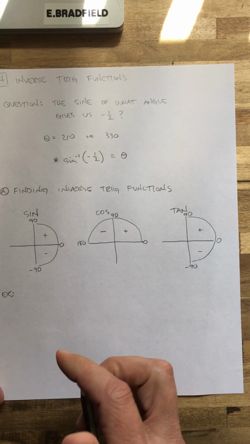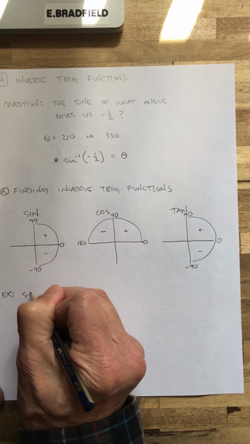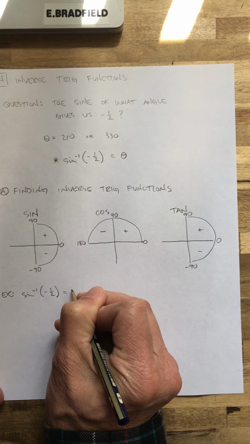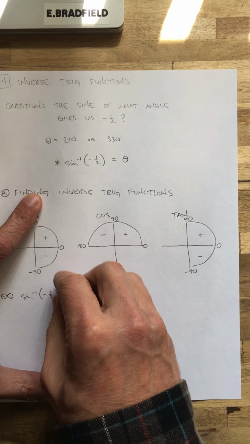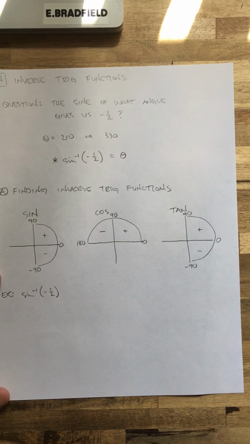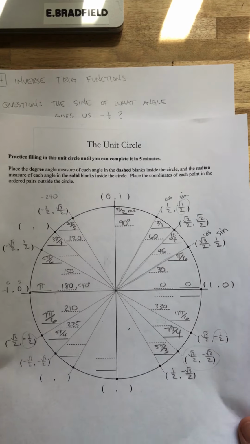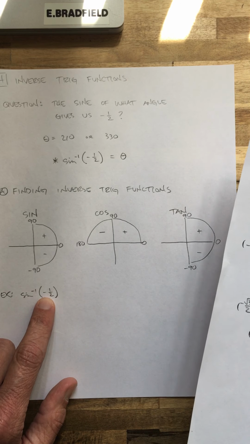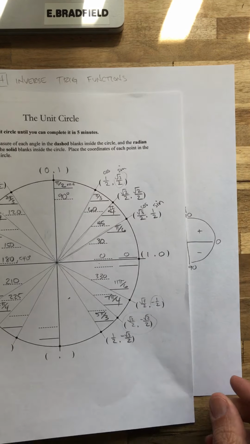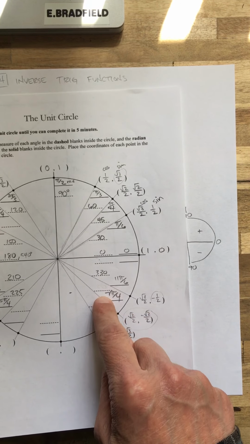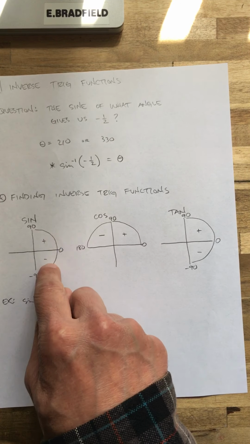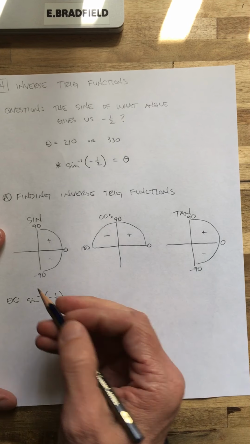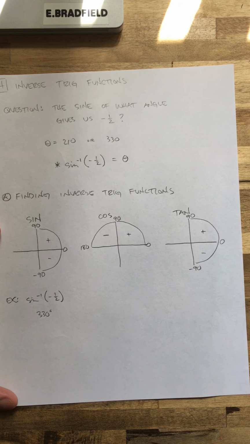All right, let's do the inverse sine of negative 1/2 equals theta. Let's look at our sheet. The sine of what angle gives us negative 1/2? Well, we already did it. Negative 1/2 is either going to be in the first quadrant or the fourth quadrant, right, according to this. Here's the negative 1/2, so that's 330 degrees.